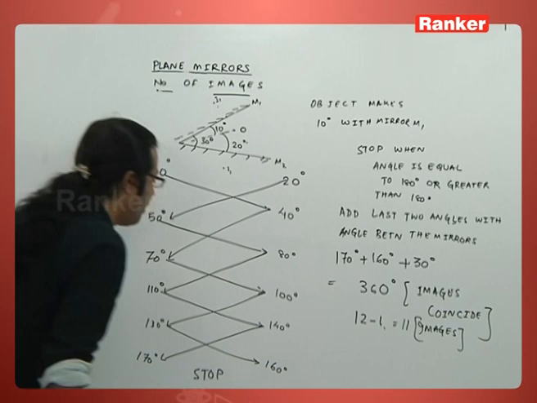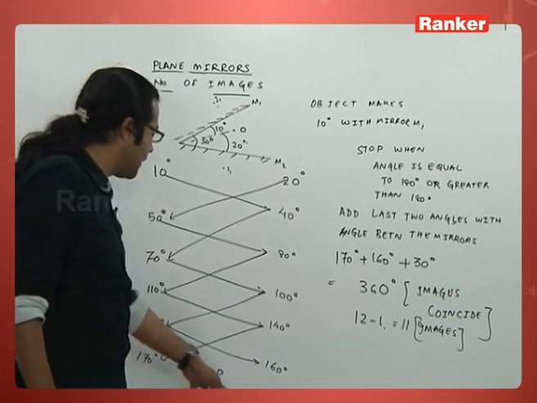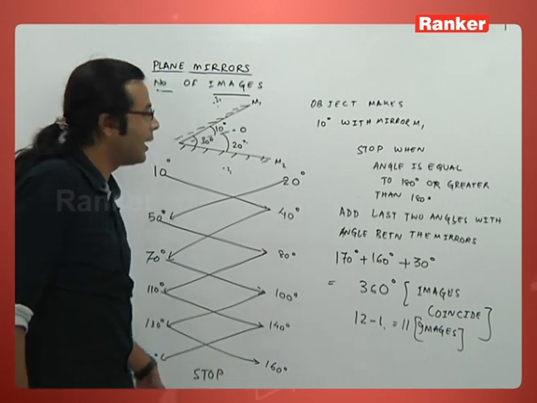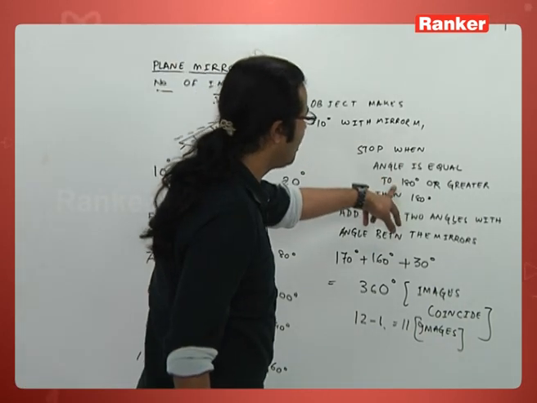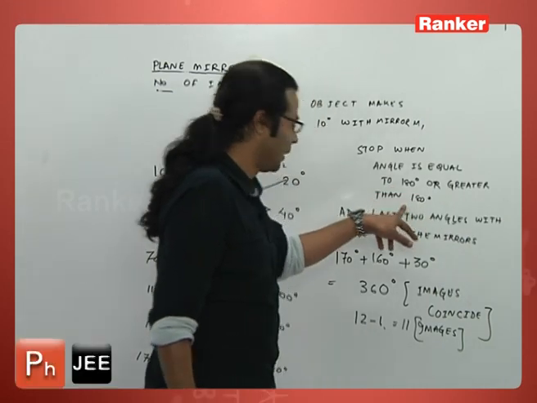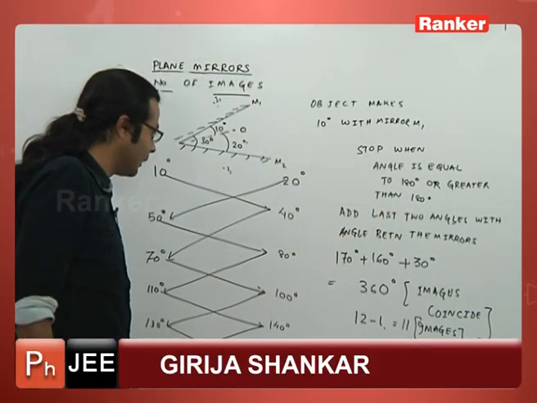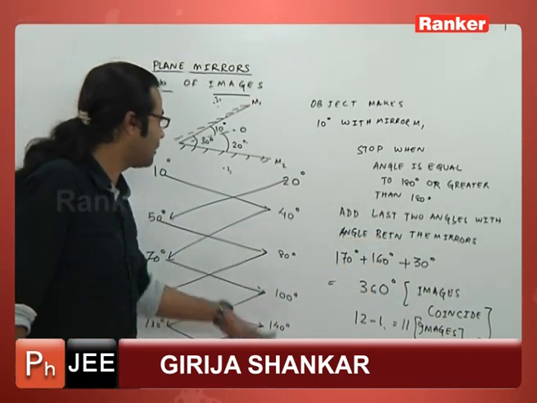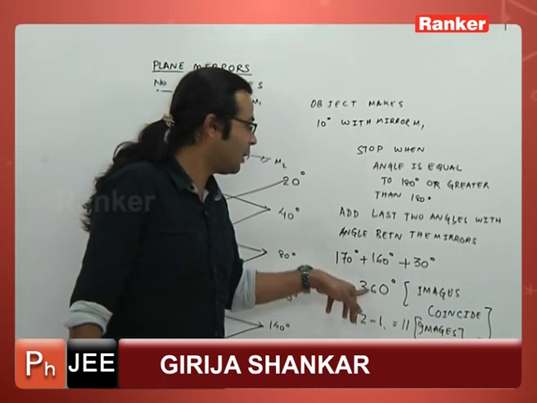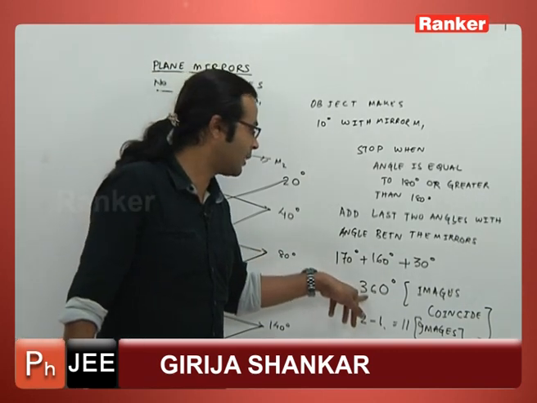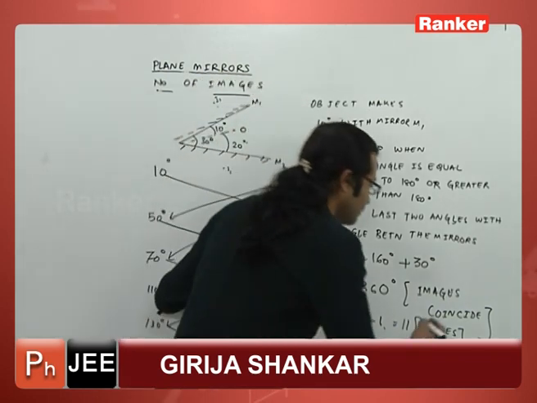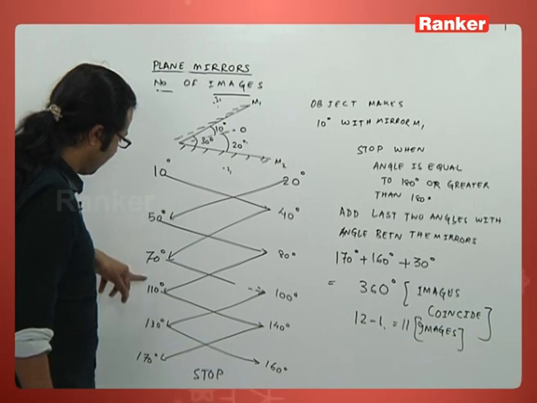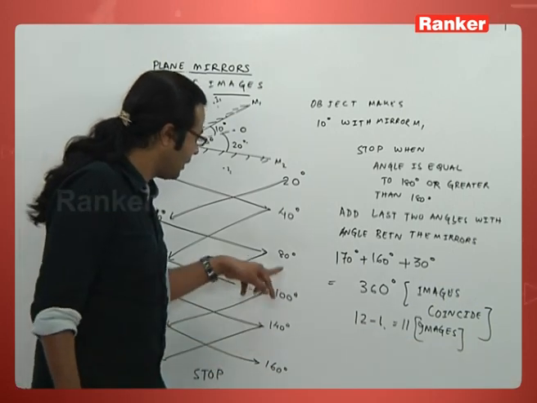Why stop? Because if I add 170 plus 30, it becomes 200 degree, 160 plus 30, 190. So stop when angle is equal to 180 degree or greater than 180 degree. Add the last two angles with the angle between the mirrors. So 170 plus 160 plus 30, if it comes out to be 360 degree, images coincide. So number of images will be, I will count them 1, 2, 3, 4, 5, 6, 7, 8, 9, 10, 11, 12.